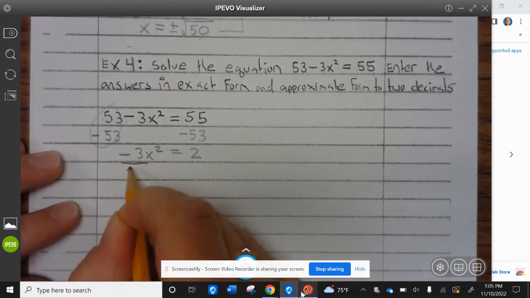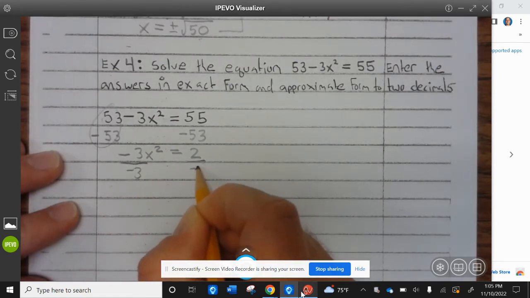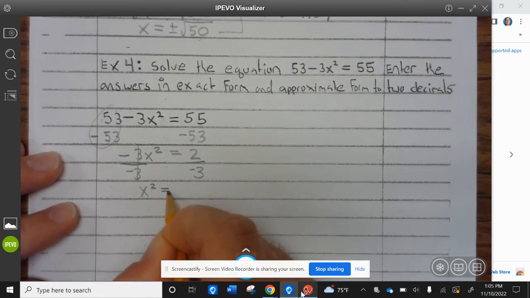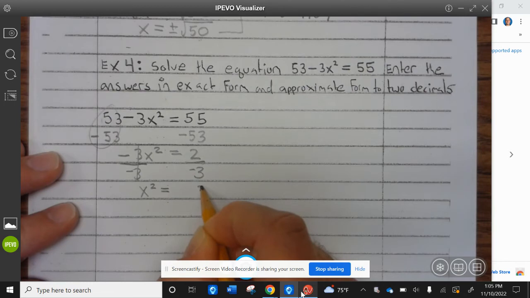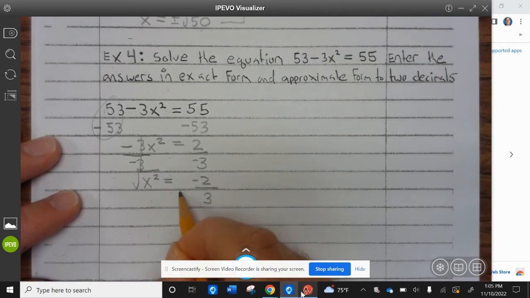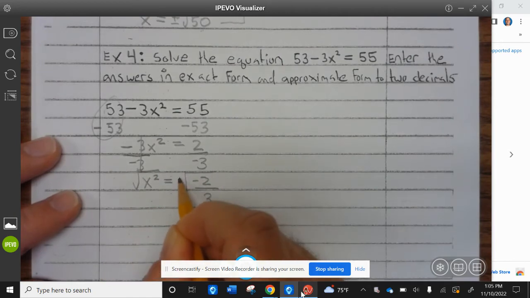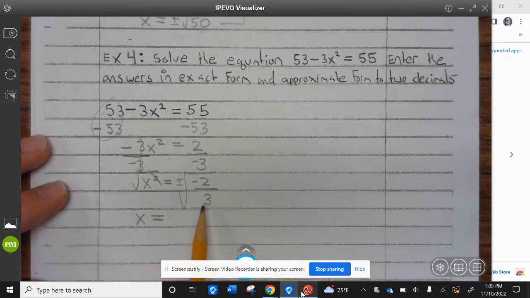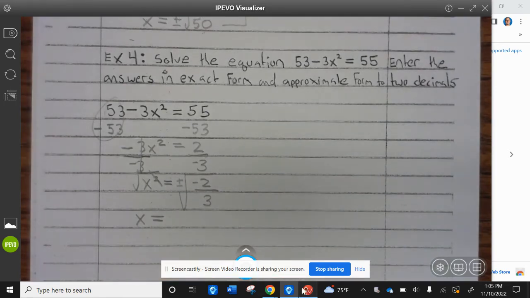We're going to divide both sides by negative 3. That divides and becomes 1. You get x squared equals negative 2 divided by 3. We're going to take the square root of both sides. Remember, that's plus or minus, so that cancels. You get x equals. Now, when you take the square root of a negative number, watch what happens, okay?